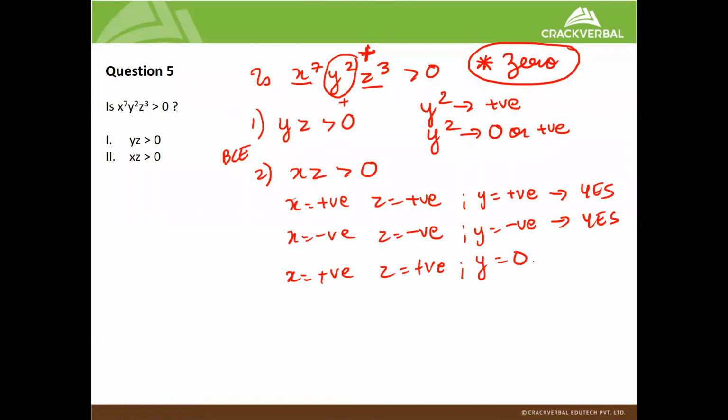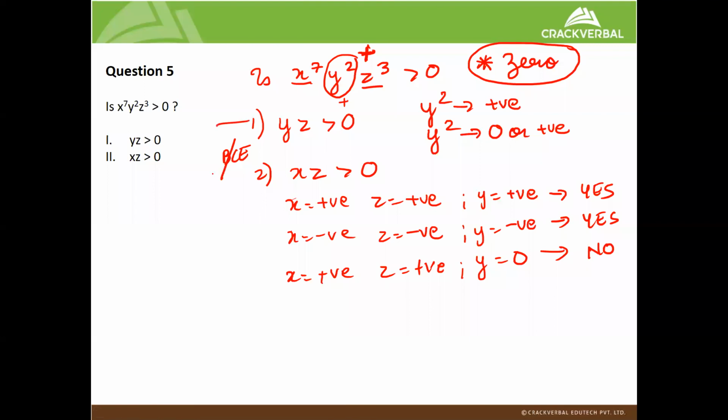If I take y to be 0, then the product of x to the power of 7, y square, z cube will be equal to 0. And if it's equal to 0, is 0 greater than 0? I get a definite no. So I get a contradiction in terms of a yes and a no. The second statement is insufficient.